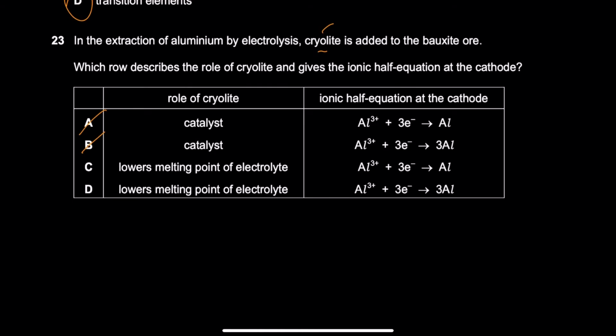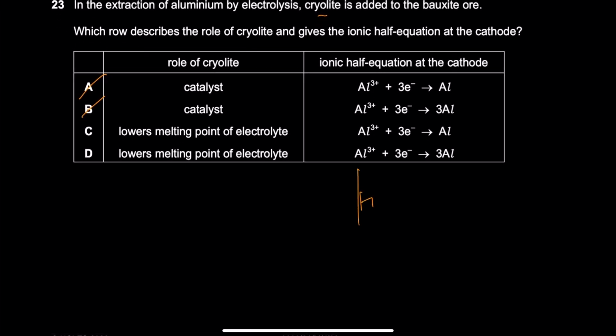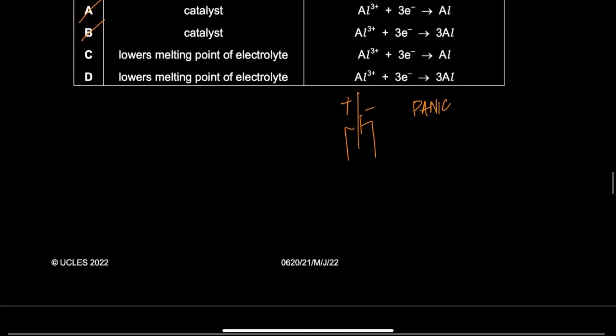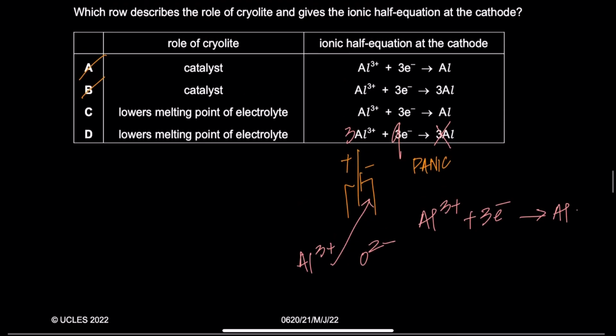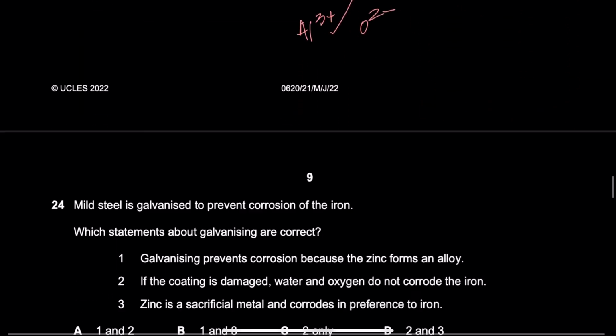And then which row describes the role of cryolite and gives the half equation at the cathode? So what will happen at the cathode? Cathode is the negative electrode. Why? Because PANIC: positive is anode, negative is cathode, only for electrolysis, right? You'll have Al3+ and O2-, and no more ions because it's in its molten state, so the Al3+ will discharge at the cathode, gaining 3 electrons to become Al, right? This is wrong because you aren't forming 3 Al. For 3 Al, you needed 3 Al3+ to gain 9 electrons, right? So C is the right option.